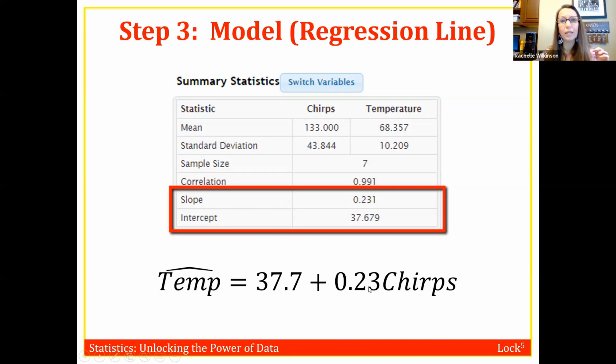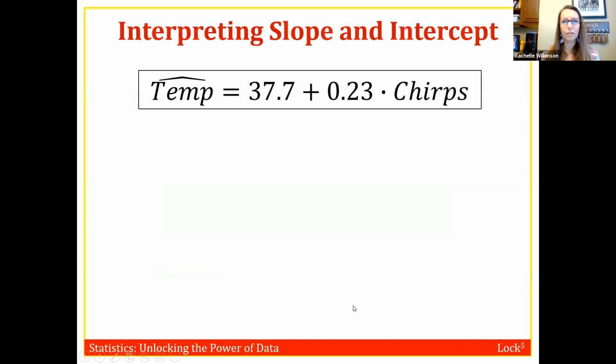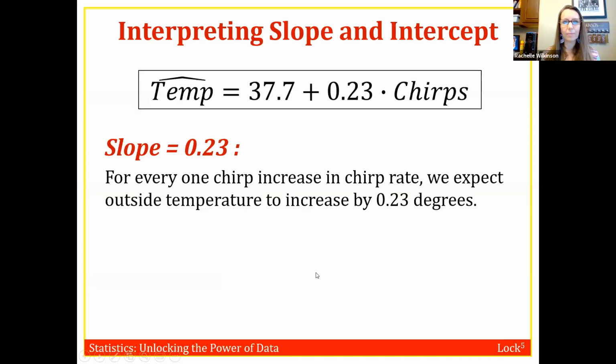Remember, the slope is our favorite part of the model because it is going to quantify the relationship between X and Y, between the chirp rate and the temperature outside. So this 0.23, what that means is that for every 1 chirp increase in the chirp rate, we expect the temperature outside to increase by 0.23 degrees. So I have that written down here on the next page.